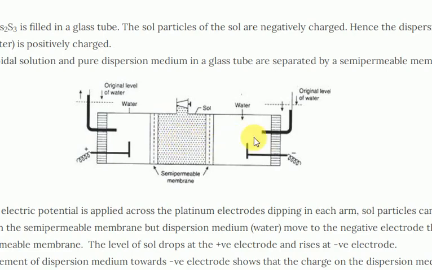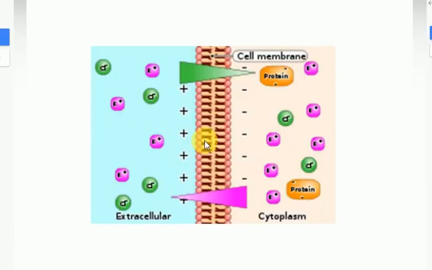Whenever the particles are moving, what happens? The level of the reading will increase on one side. Suppose the solvent particles have a negative charge. When you apply electricity, the particles move from here to here. This is called electroosmosis. Here the semi-permeable membrane is mentioned very clearly, and the particles move from one position to another. This is called the electroosmosis method.